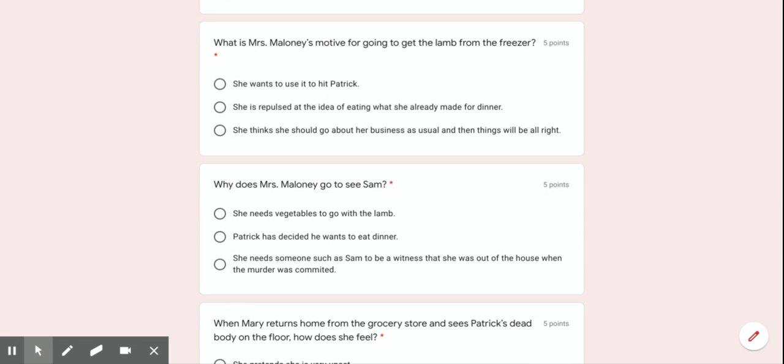Next question. Again, this one can also be found on page 154. What is Mrs. Maloney's motive for going to get the lamb from the freezer? A, she wants to use it to hit Patrick. B, she is repulsed at the idea of eating what she already made for dinner. Or C, she thinks she should go about her business as usual and then things will be all right.